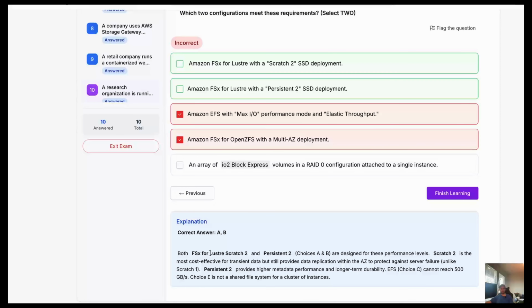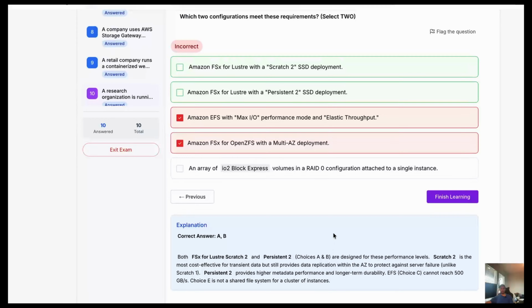Both FSx for Lustre Scratch 2 and Persistent 2 are designed for these performance levels. Scratch 2 is the most cost effective for transient data, but still provides data replication within the AZ to protect against server failure, unlike Scratch 1. Persistent 2 provides high metadata performance and longer term durability. The EFS choice cannot reach 500 Gbps. Choice E is not a shared file system for a cluster of instances.